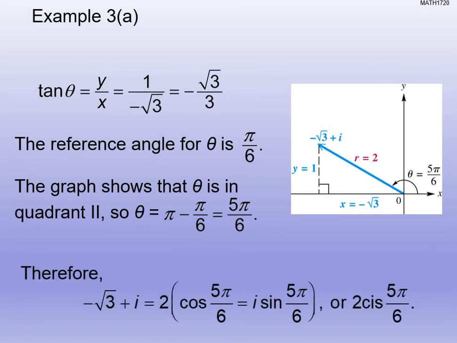Okay. If we wanted to write it the other way, we know that it becomes r equals 2, CIS 5 pi over 6. CIS, cosine imaginary sine. So that's how we would write that out.